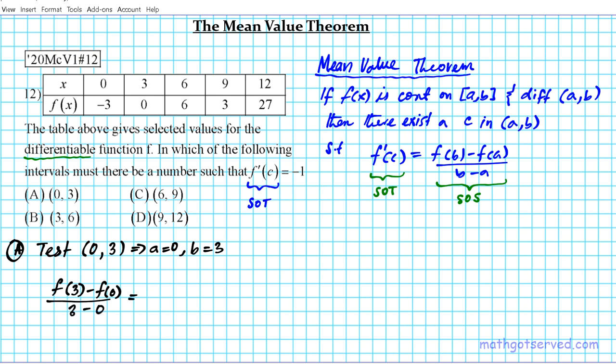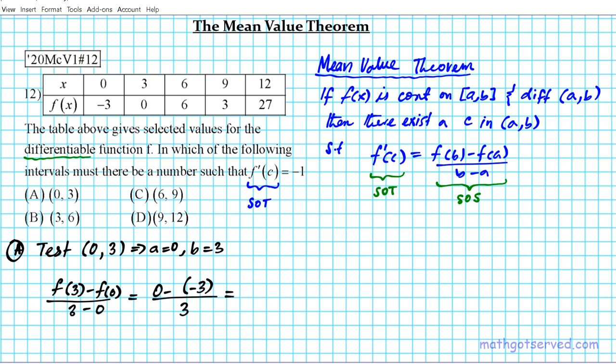like that. All right, so using the table, f of 3 is 0. f of 0 is -3. 0 minus -3 over b minus a, which is just 3.